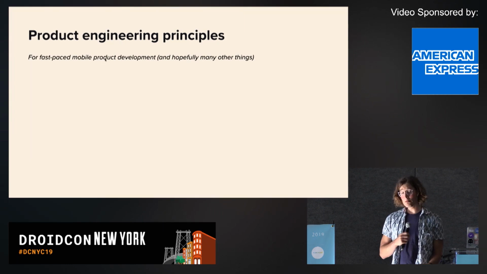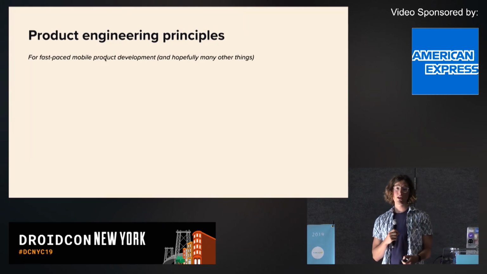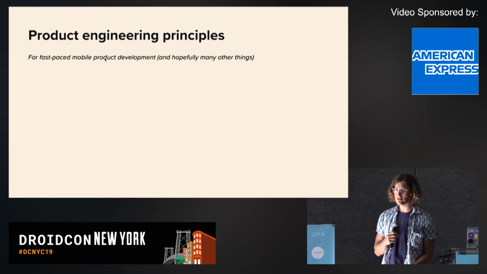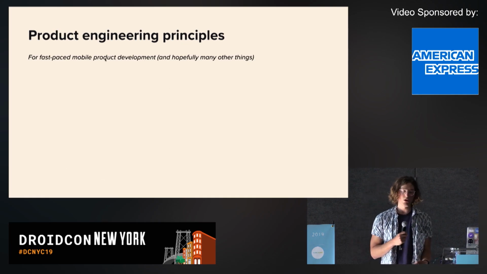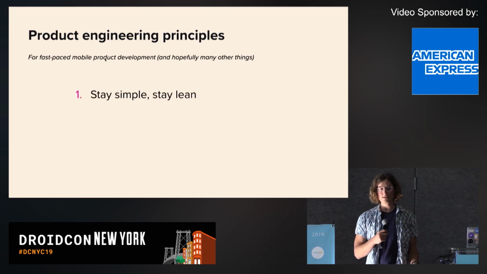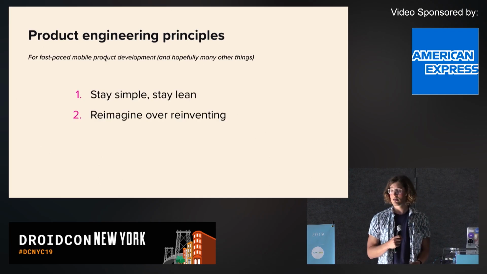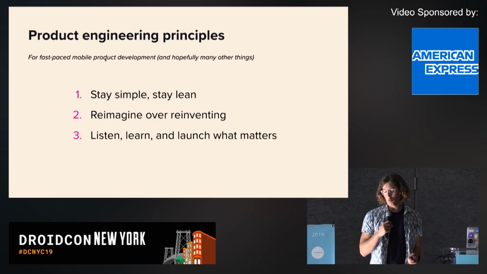So I thought if I'm going to do this project, I want to have some principles to guide me through it. I want to have some things that I know I can use as tools to make sure this goes well. And I didn't really think I knew these exactly at the time, and looking back, I've been formulating them. But these are general principles I've been holding pretty well throughout my career building apps. The first one being stay simple and stay lean. The second one being reimagine over reinventing. And the third one being listen, learn, and launch what matters.